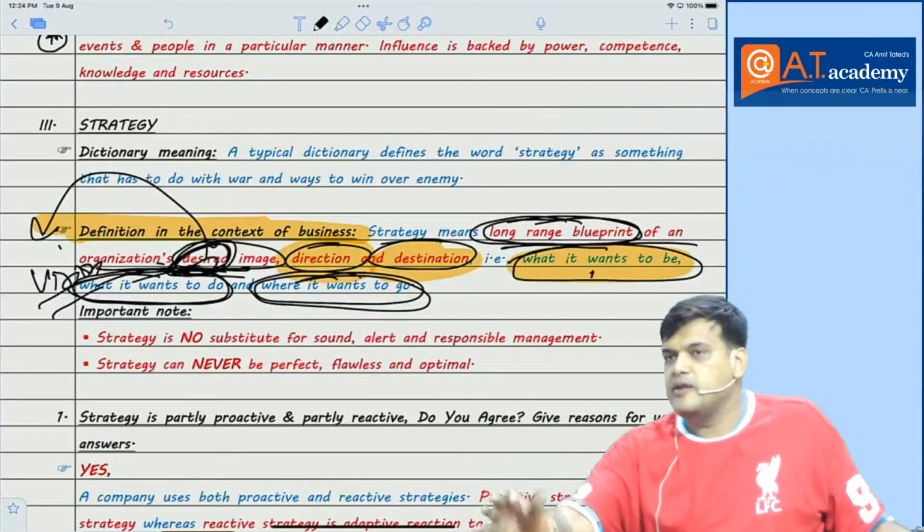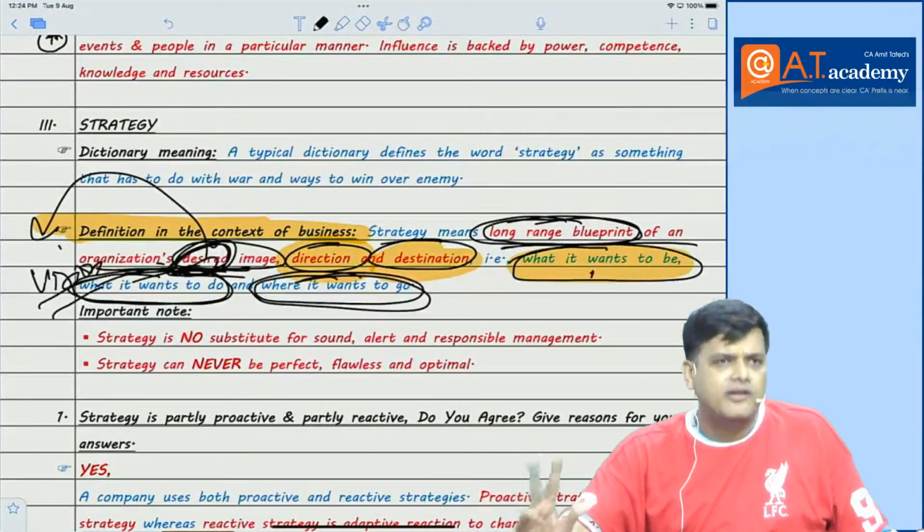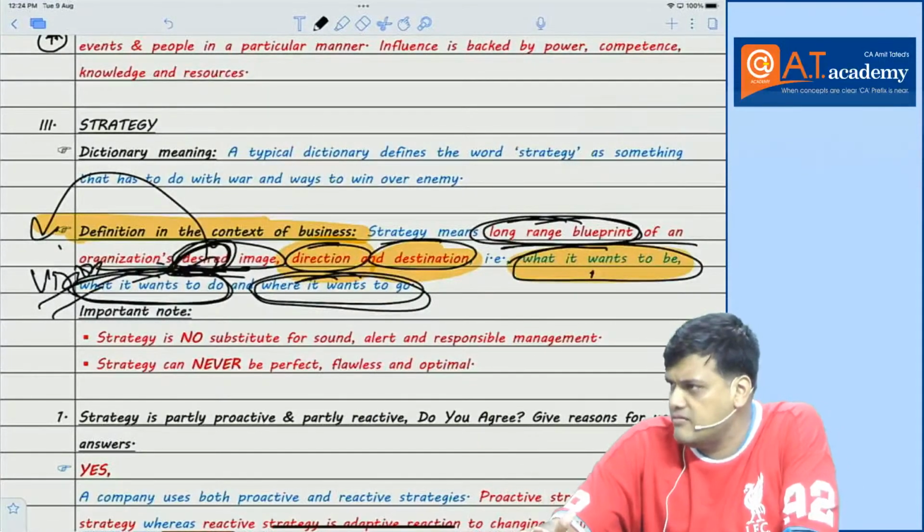Okay, let's take an example. Lays. Everybody is aware about Lays. A CA student not knowing Lays is impossible. All CA students must be aware about Lays and Balaji.